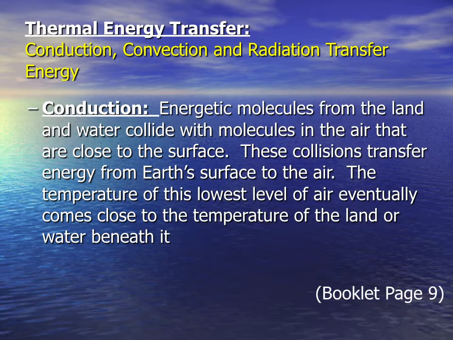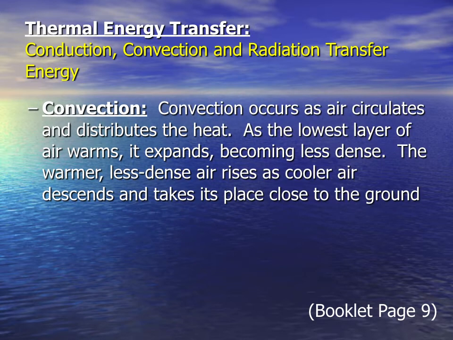Okay. So then we have convection, and convection occurs as air circulates and distributes that heat that it got from the land or the water. So as the lowest layer of air warms, it expands and becomes less dense. The warmer, less dense air rises as cooler air descends and takes its place close to the ground. So that's convection. It's actually moving. These molecules are actually moving. It's not just the energy transfer, but the molecules themselves are moving. That's what we're talking about when we talk about convection.